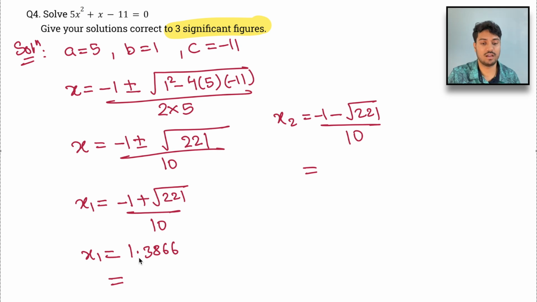We have to write correct up to 3 significant number. So the 3 significant number is 8. Next to 8 we have a number which is either 5 or greater than 5, so we'll round it up. We have 6, so this is going to be 1.39. That's the value of x1.